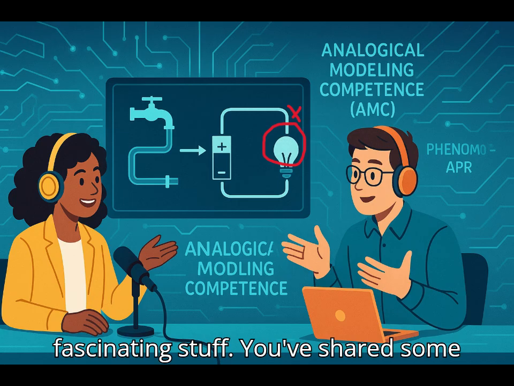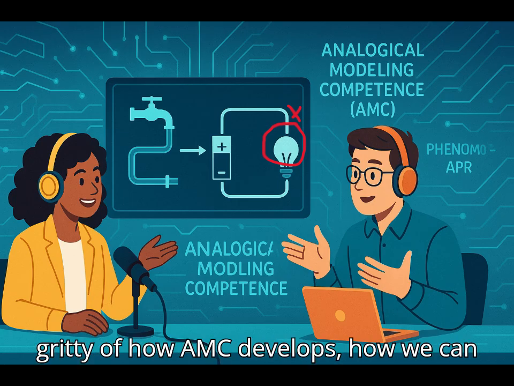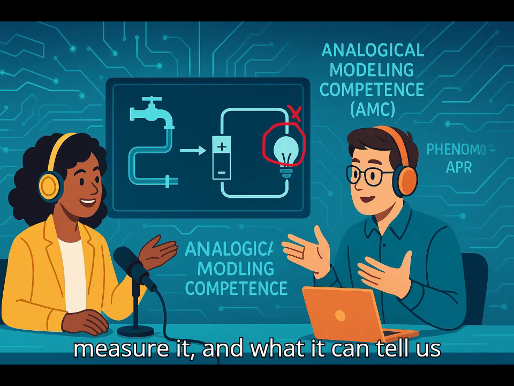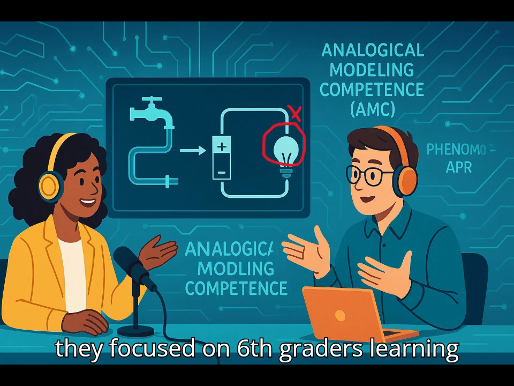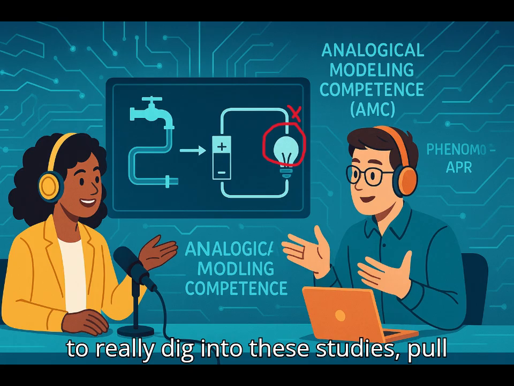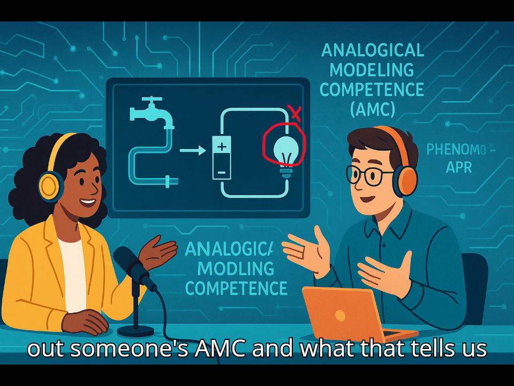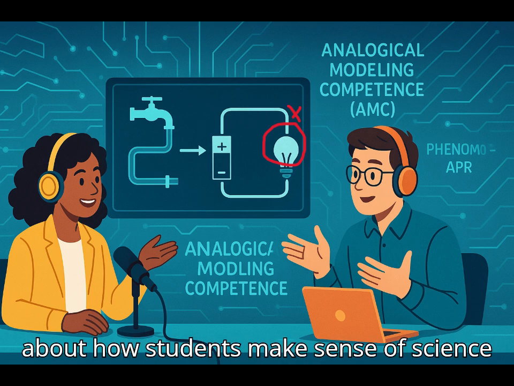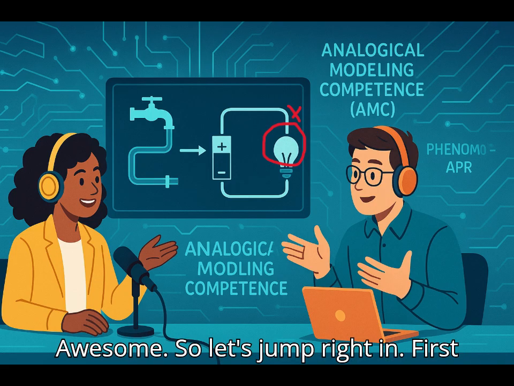Yeah, it's fascinating stuff. You've shared some studies that get into the nitty-gritty of how AMC develops, how we can measure it, and what it can tell us about how, especially younger students, they focused on sixth graders learning about electricity, how they use analogies to learn. Perfect. So our goal today is to really dig into these studies, pull out the key insights about AMC, and figure out how we can figure out someone's AMC and what that tells us about how students make sense of science through analogies. Sounds like a plan. Awesome. So let's jump right in.